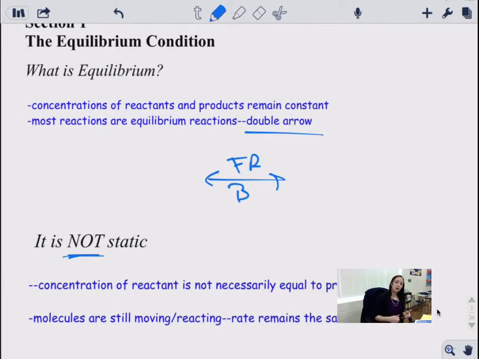The molecules still are moving and still reacting, but my rate, which we're going to look more at later on in the year, remains the same. So the amount that one changes into the other stays the overall same. You're changing from a reactant into a product, and the amount that changes is going to stay the same.